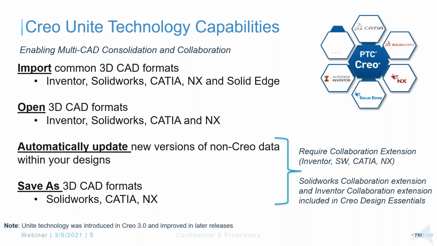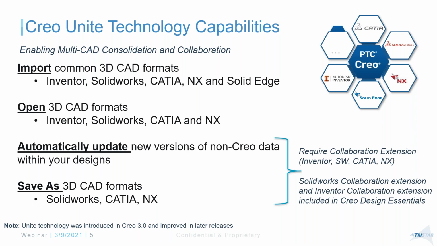Creo Design Essentials, but the last two capabilities of automatic update and then saving out from your Creo assembly, saving out a SolidWorks or a CATIA or NX save as, both are included in the collaboration extension license that is included in the new Creo Design Essentials, especially the SolidWorks and Inventor. So there are collaboration extensions for SolidWorks, CATIA, NX, etc.